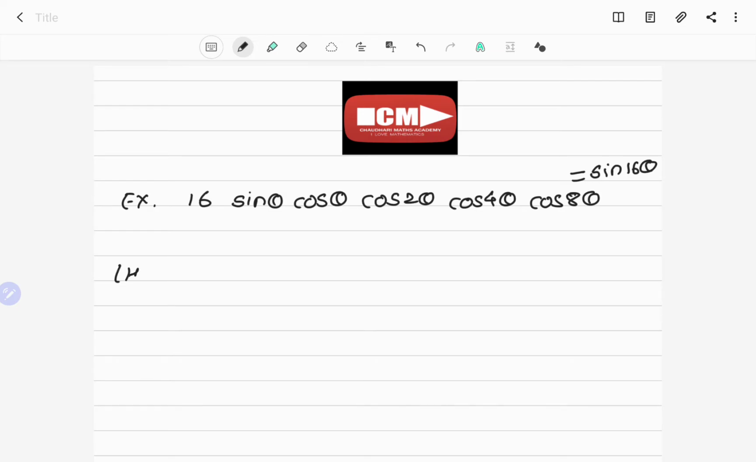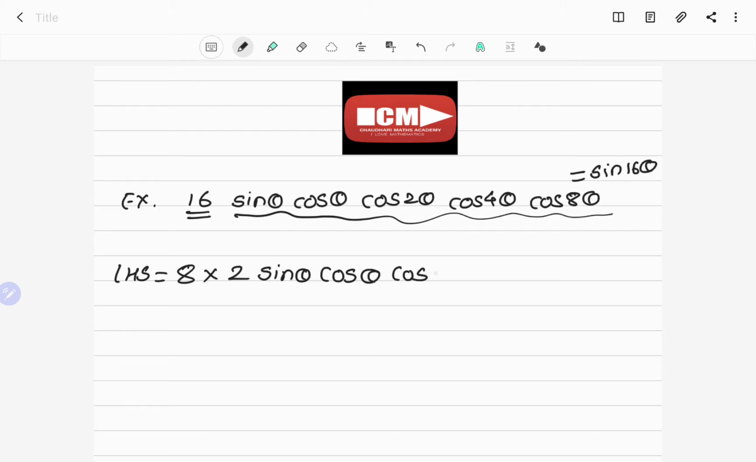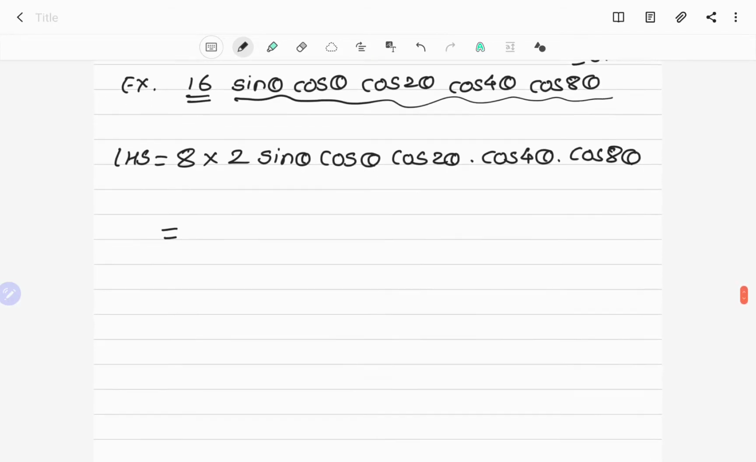So friends, here I am starting with the left hand side and splitting the 16 as 8 into 2 and keeping the rest of the problem as it is. So that is sine theta cos theta, then cos 2 theta, then cos of 4 theta, and the last one is cos of 8 theta. So don't get confused. Don't measure the length of the question. This is a very easy problem. Your observations are very important here.